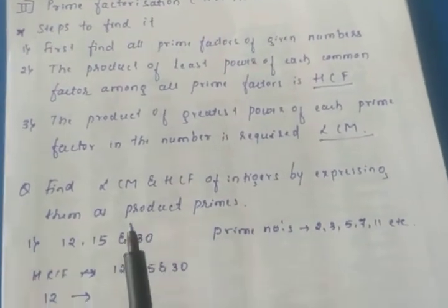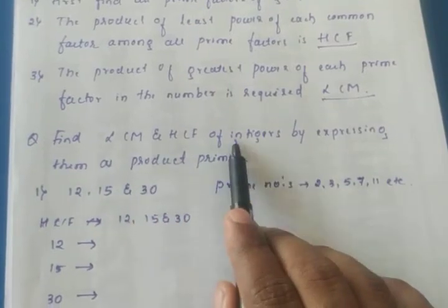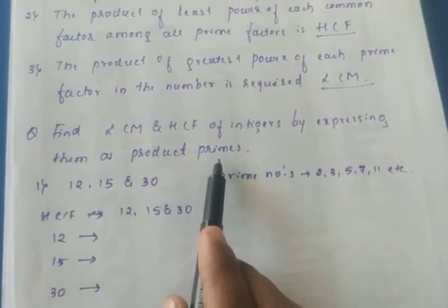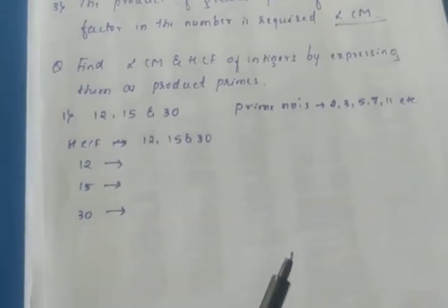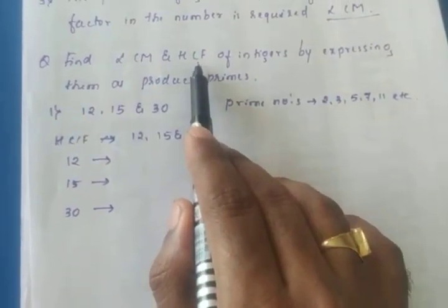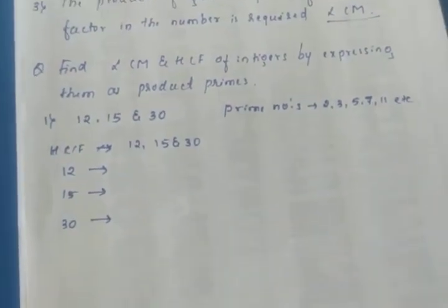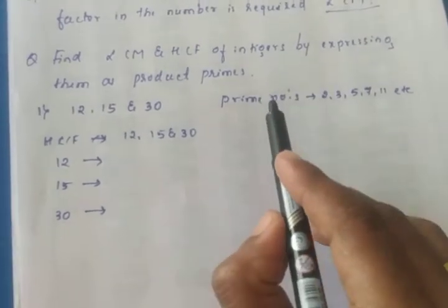Okay. So the first example: how to find the LCM and HCF of integers by expressing them as the product of primes. For the first one I have taken the example 12, 15 and 30. By this example we have to find the LCM as well as the HCF. Okay. So the first one is 12. How to write the multiples of 12 using prime numbers.